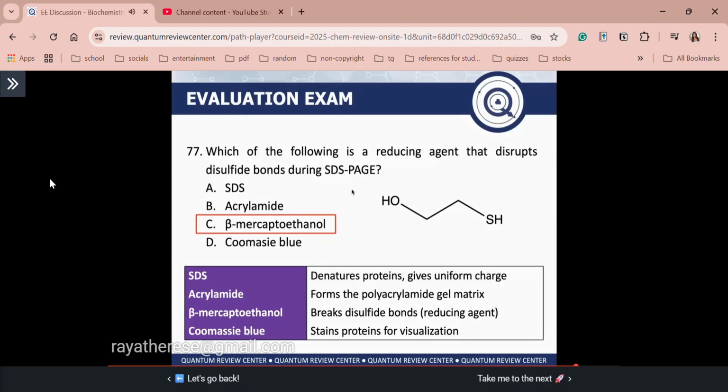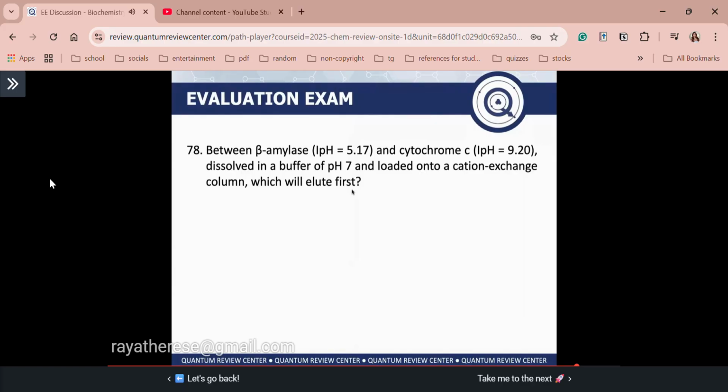Alright, so for our next item. Sir, challenging yan. Na-challenge kami. Let's discuss this in detail. Of course, this is an analysis type of chromatography experiment. Between beta amylase with an isoelectric point of 5.17 and cytochrome C with an isoelectric point of 9.20, they are dissolved in a buffer of pH 7 and loaded on a cation exchange column. Which will elute first? Class, familiar ba sa cation exchange column? I do hope that you are familiar with your cation exchange column.